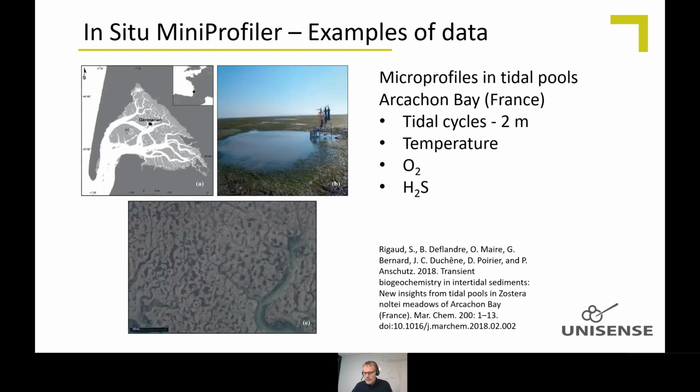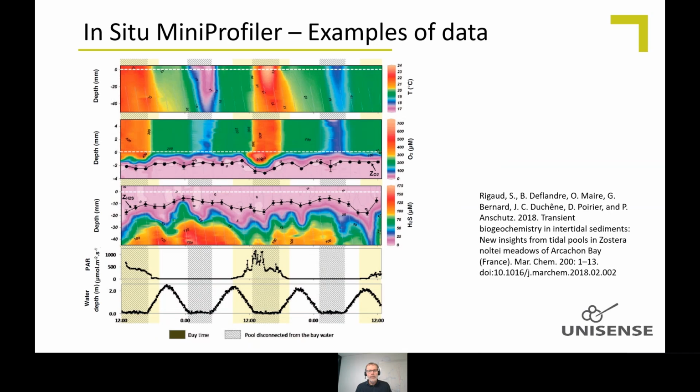A third example of data from the mini profiler is from an intertidal flat in the Arcachon Bay in France off Bordeaux. In this area, when the water level is low, at low tide, there are these pools left behind because there's deeper sediment here. You can see on this aerial photo that all the darker areas are the pools that are left at low tide. So this is one of them. They placed a mini profiler there for a couple of days and measured.